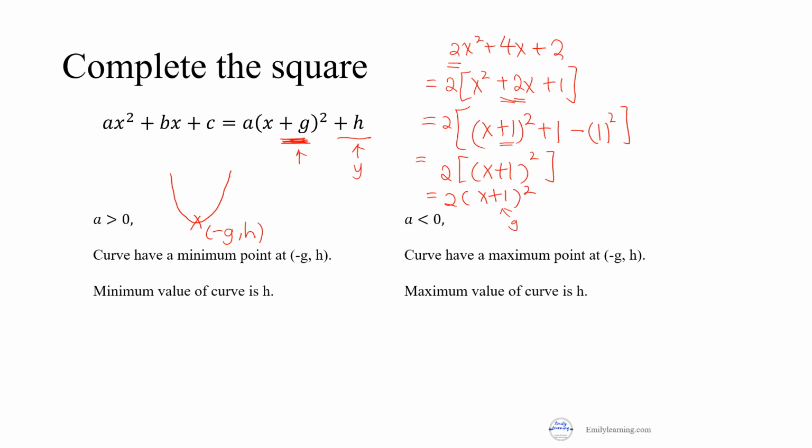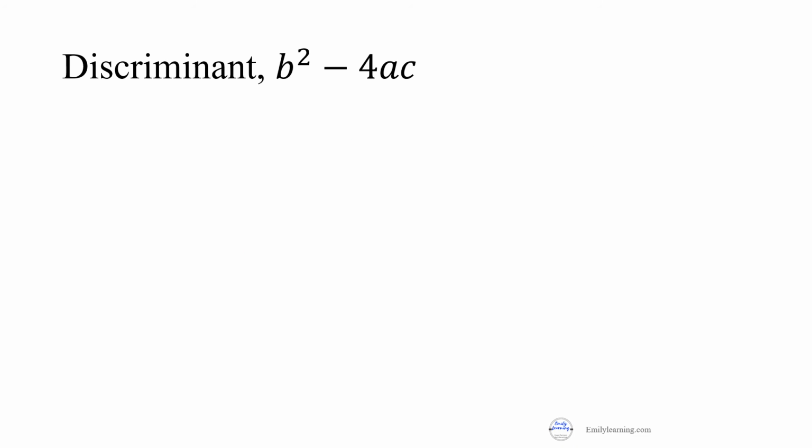But if a is lesser than 0, in other words negative, the curve will look like this. You notice that there is a maximum point. The maximum point is minus g comma h, and the maximum value of y in this case will be h. Next we look at the discriminant, b squared minus 4ac.